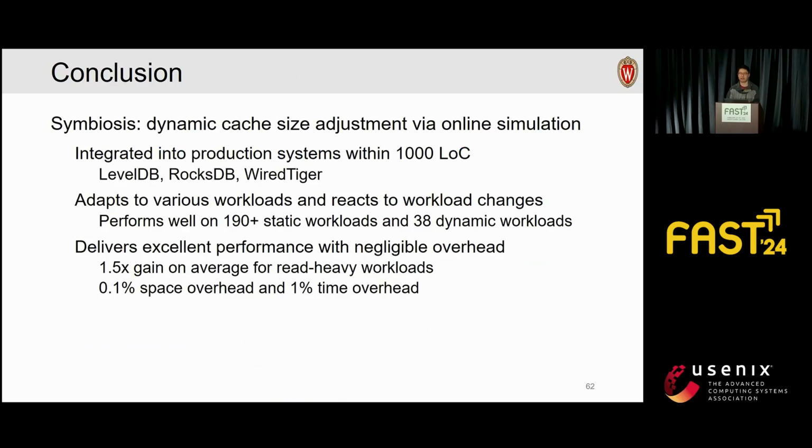In conclusion, Symbiosis is a framework that adjusts cache sizes dynamically by online simulation. It is integrated into 3 production systems, each within 1,000 lines of code change. It adapts to various workloads and environments and properly reacts to workload changes. It delivers an average gain of 1.5x for read-heavy workloads, with only about 0.1% space overhead and 1% time overhead by carefully designed optimizations to online cache simulation.